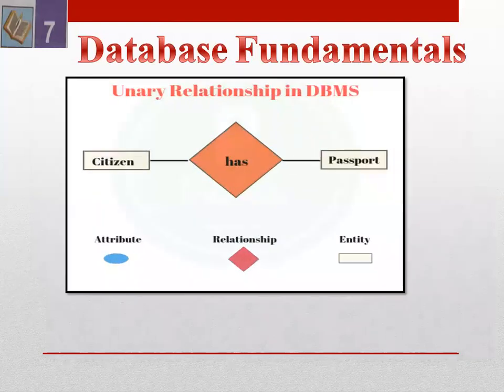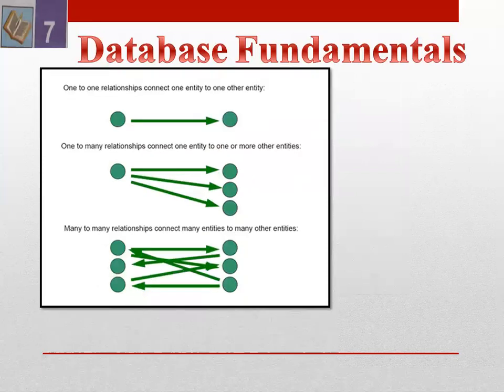In a unary relationship, the example is citizen has passport. And in binary relationship, we have the different types: one to one, one to many, and many to many. A one to one relationship connects one entity to one other entity, a one to many relationship connects one entity to one or many other entities, and a many to many relationship connects many entities to many other entities.